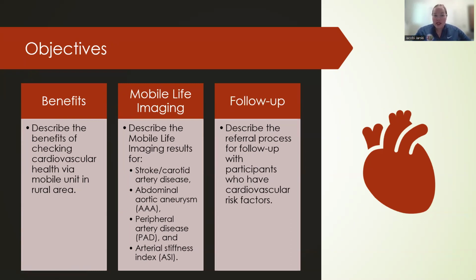The objectives of today's presentation are to describe the benefits of checking cardiovascular health using the mobile health unit for rural areas, describe the Mobile Life imaging results for the testing that they do, which is carotid stroke and carotid artery disease, abdominal aortic aneurysm, peripheral artery disease, and arterial stiffness index, and describe the referral process for follow-up with the participants who have been identified to have increased cardiovascular risk factors.